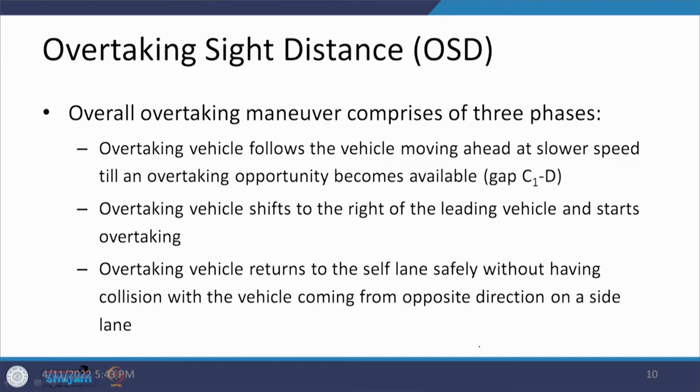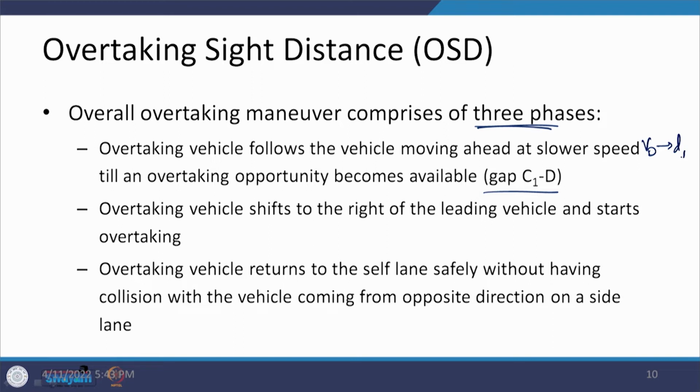Now, overall when we look at all of this, we can probably define it in the form of three phases. One is that the overtaking vehicle follows the vehicle moving ahead at a slower speed till the overtaking opportunity becomes available. This opportunity which is going to become available is C1D, and the vehicle ahead is moving at a slower speed, that is Vb, and related to that the distance is D1.